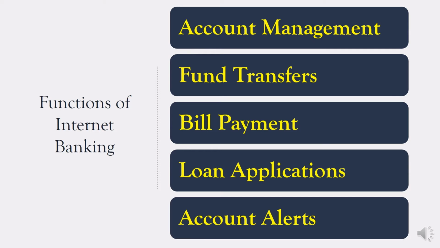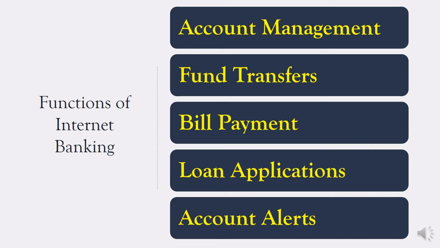Second is fund transfer. Internet banking helps the customer transfer funds between their own accounts or to any other financial institution to which they want to transfer the funds. Third is bill payment. Customers can pay bills electronically, either by scheduling a one-time payment or a recurring payment. These facilities are also available on internet banking.